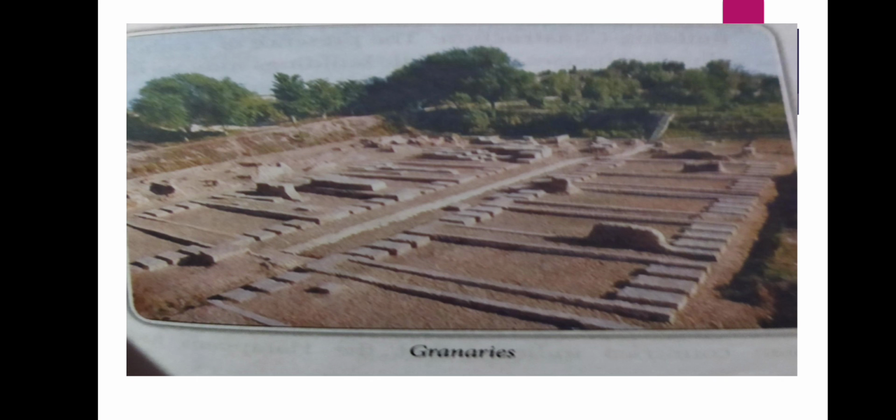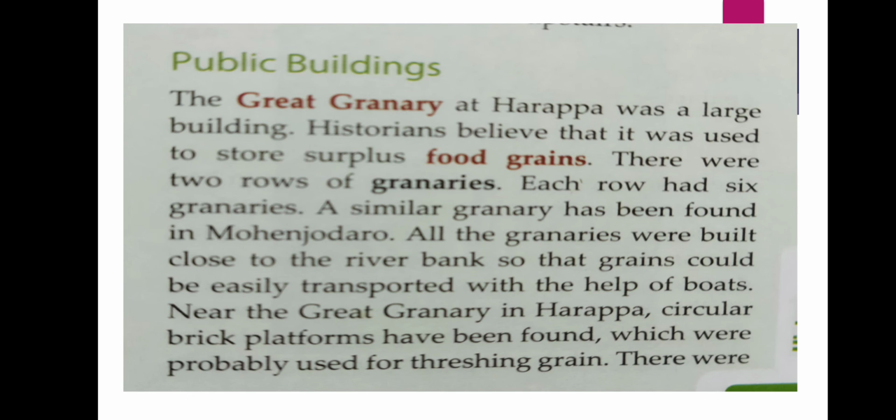So here you can see granaries. Granaries are nothing but the food storage areas where the Harappan people stored their food. Even these granaries they made in rectangular shape. A similar granary has been found in Mohenjo-daro. All the granaries were built close to the river bank so that grains could be easily transported with the help of boats. Near the Great Granary in Harappa, circular brick platforms have been found, which were probably used for threshing grain.